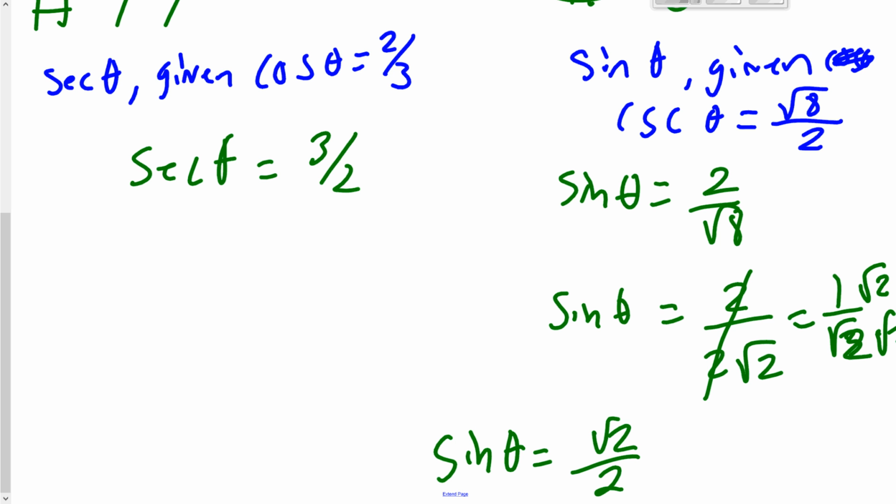Where could you find the angle? What's the angle that gives you root 2 over 2? You could look at your chart and find where root 2 over 2 gets you that theta. Okay, so that's it for these problems.